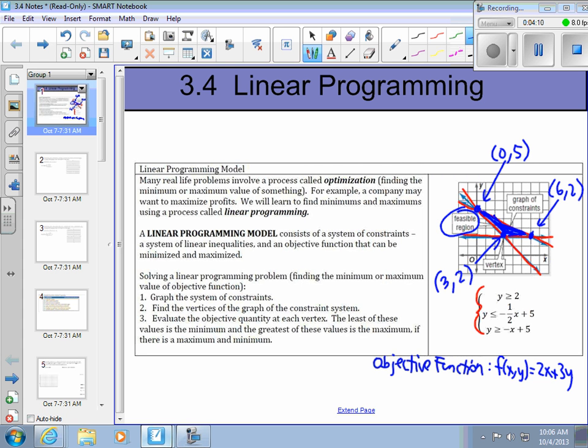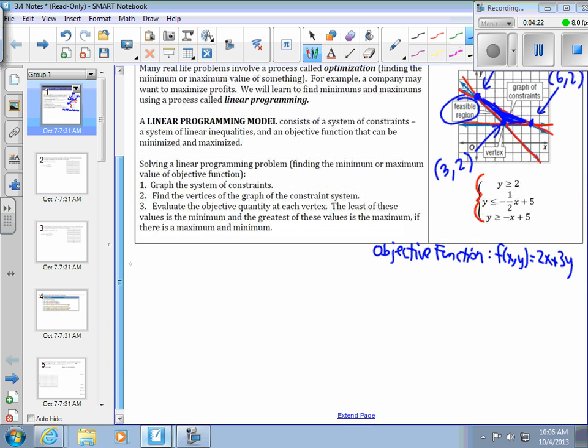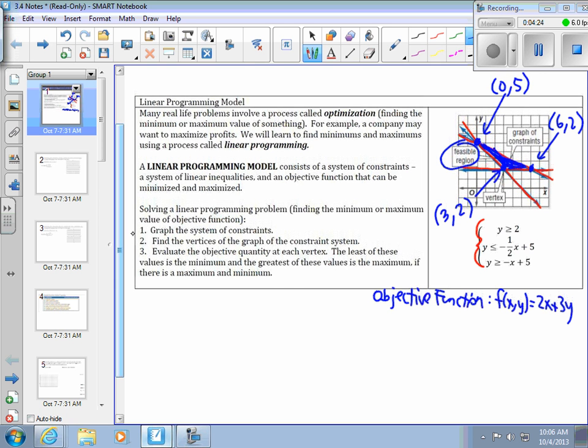Okay, so your objective function, this one would be a function where you plug in x and y, and the function itself would be 2x plus 3y. So if you want to find your min and max, what you do then is take your vertices, put each one in, and see which one would give you the maximum amount and which one would give you the minimum amount. So if we put the vertices in, for (0, 5), we would get the function at (0, 5) equals 2 times 0 plus 3 times 5. We get 15.